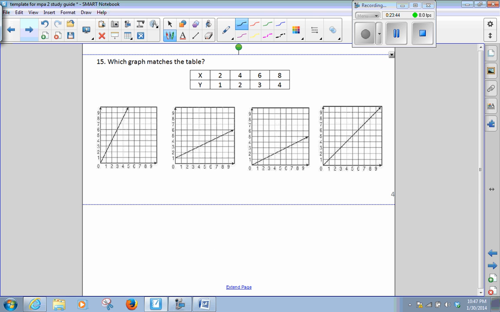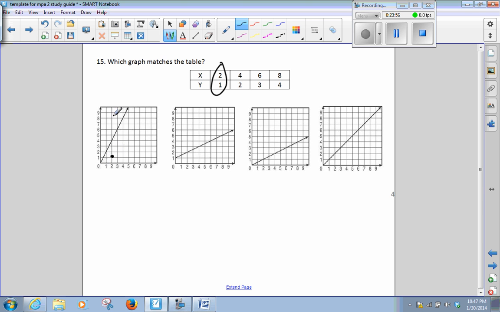Last but not least is the multiple choice, which graph matches the table. So I'm going to look first to see graphs that have 2, 1 in it. So I'm going to go over 2 and up 1. Okay, so that point is not on the line, so that one can't be it. I'm going to go over 2 and up 1. Again, that point does not fall on that graph. Here I'm going to go over 2 and up 1. Okay, so that one was on there.